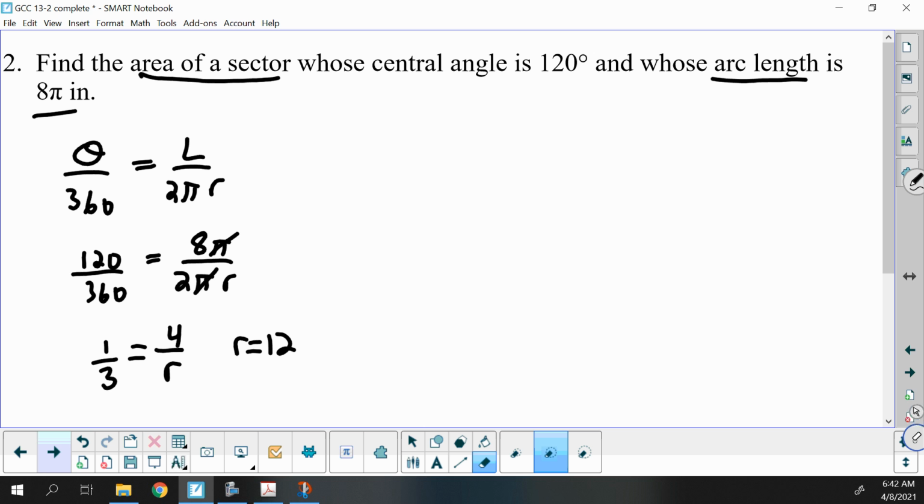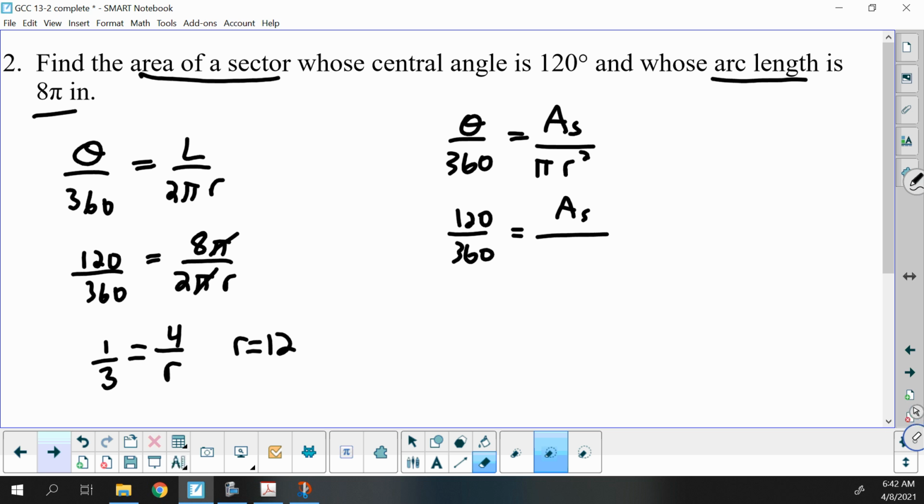Well, now we want to find the area of the sector. So we've got theta over 360 is equal to the area of the sector over pi r squared. Theta was still 120 from before. Our area of the sector is what we want to find, and we know from the previous part that our radius is just 12.